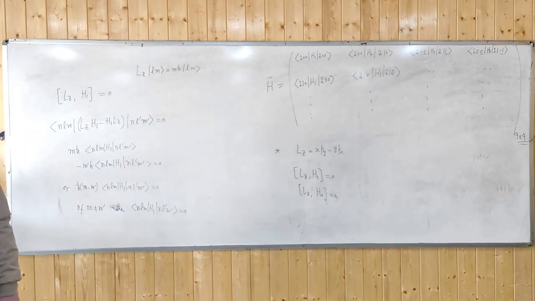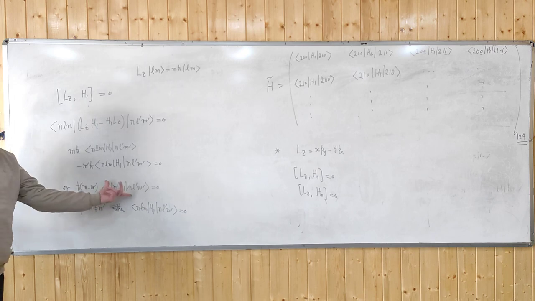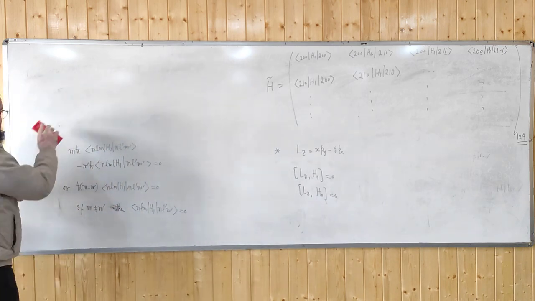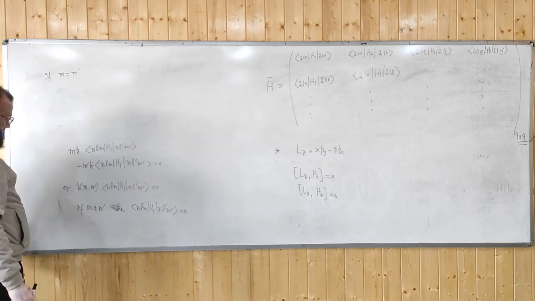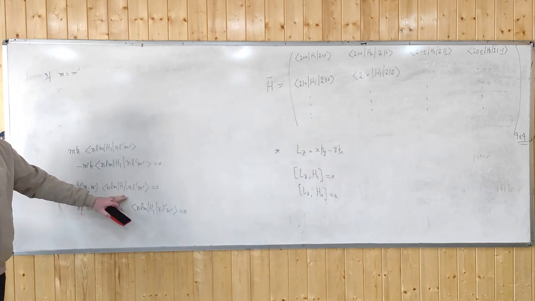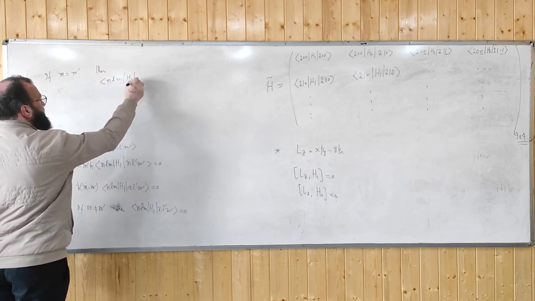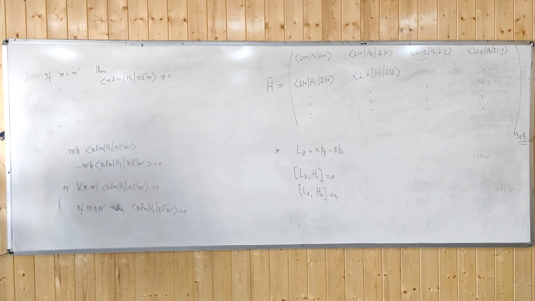Clear? Okay, so now if m is equal to m prime, there are two ways: either this is equal to 0 or that is equal to 0. Now let's take the other way. If m is equal to m prime, then ⟨n l m| H1 |n l' m⟩ is not equal to 0. That means the terms which have the same m are not equal to 0. So n is fixed, m we have fixed now, and only we have to look for the selection rule for l, clear?